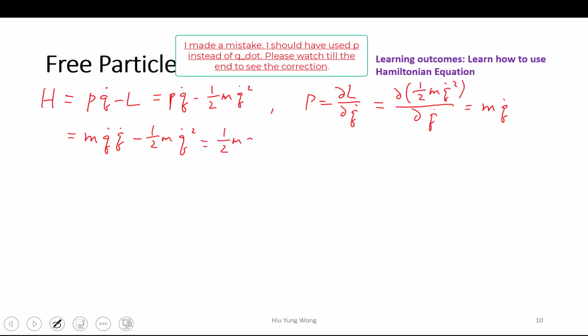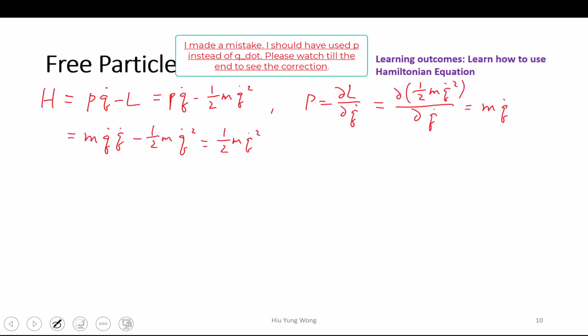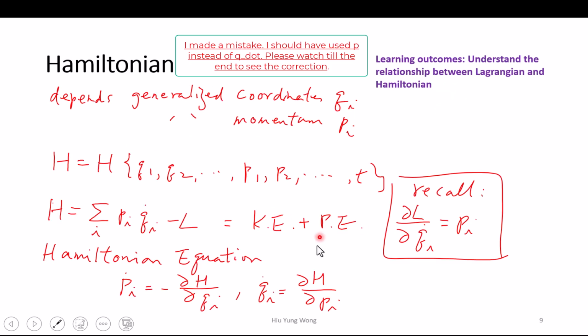Half mq dot square. So the Hamiltonian is half mq dot square, which is correct. I forgot to say that usually it equals the kinetic energy plus the potential energy. We already discussed the Hamiltonian before. That is what is used to determine the evolution of the quantum system, right? And I usually just say it's the total energy. We did not prove it, but that is what it is.